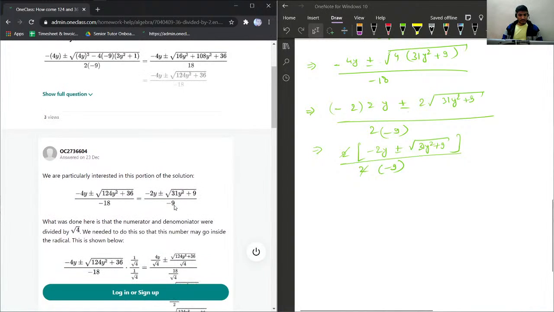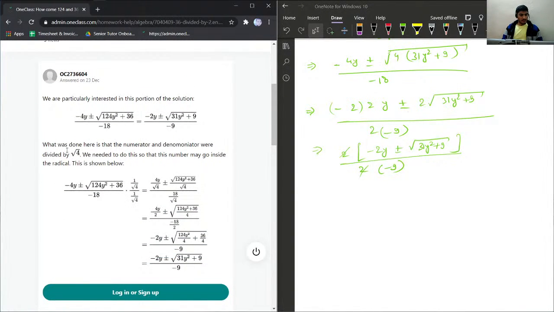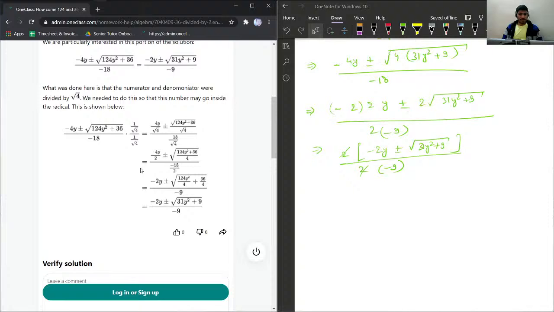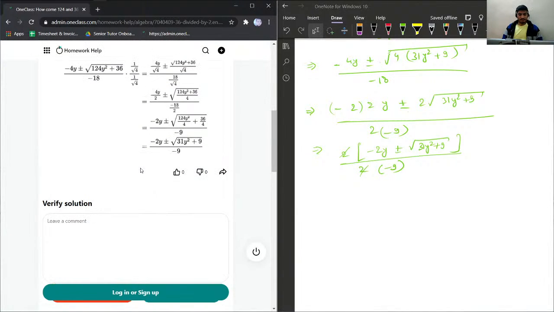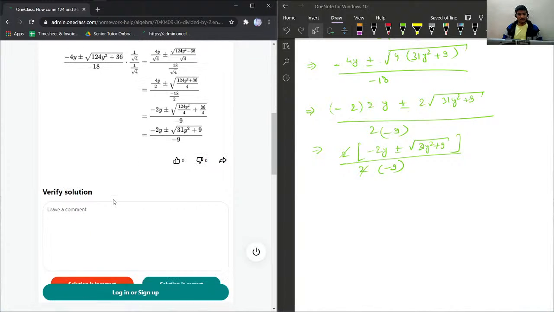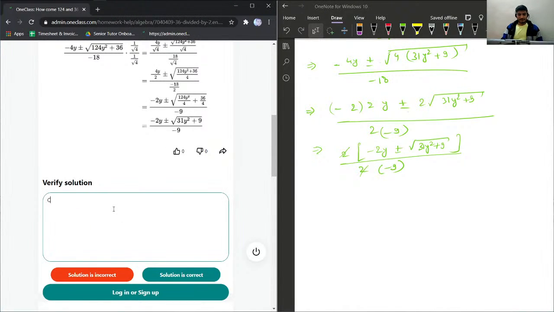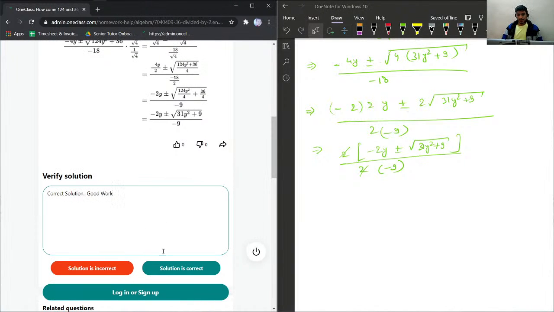So let's check the solution given here. What was done here is that the numerator and denominator were divided by root 4. Root 4 is basically 2 only, so this is a more simplified solution. So the solution given here is correct. Good work.